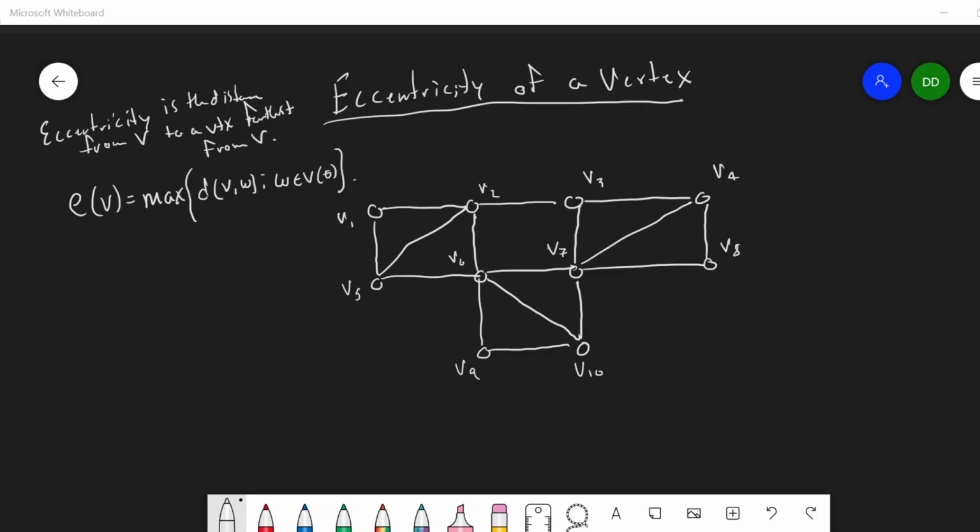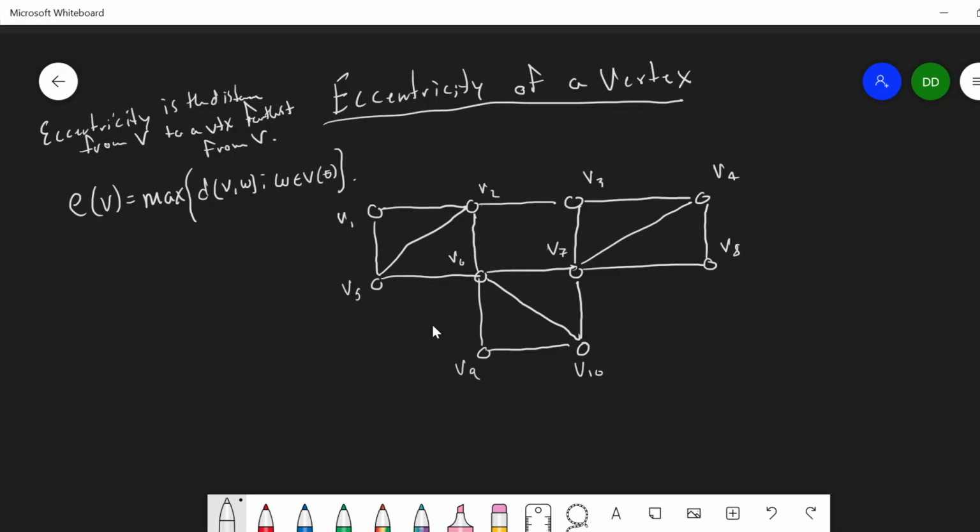In this video, I'll introduce a new term that goes along with distance, and this is the eccentricity of a vertex. We'll look at an example of computing eccentricities of vertices in a graph, this graph. And finally, we'll also introduce some new terms: diameter, radius, central vertices, peripheral vertices, and antipodal vertices.